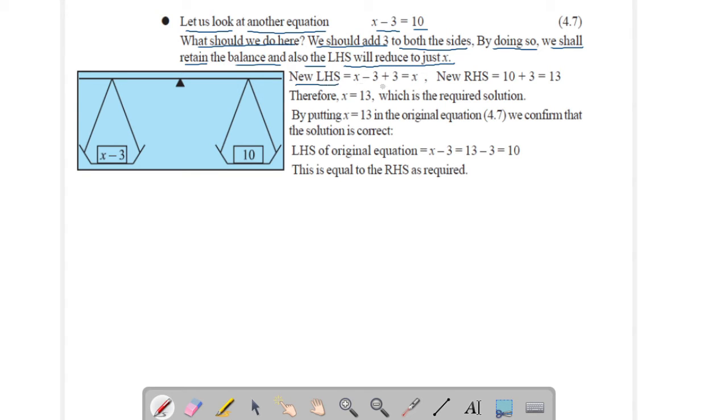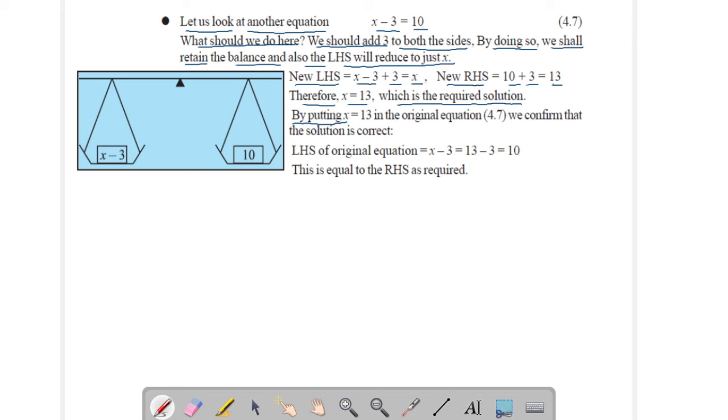New left hand side is equivalent to x minus 3 plus 3. Here minus 3 and plus 3 will be cancelled. What is left? x. New right hand side will be 10 plus 3. 10 plus 3 is 13. Therefore, x is equal to 13, which is the required solution.